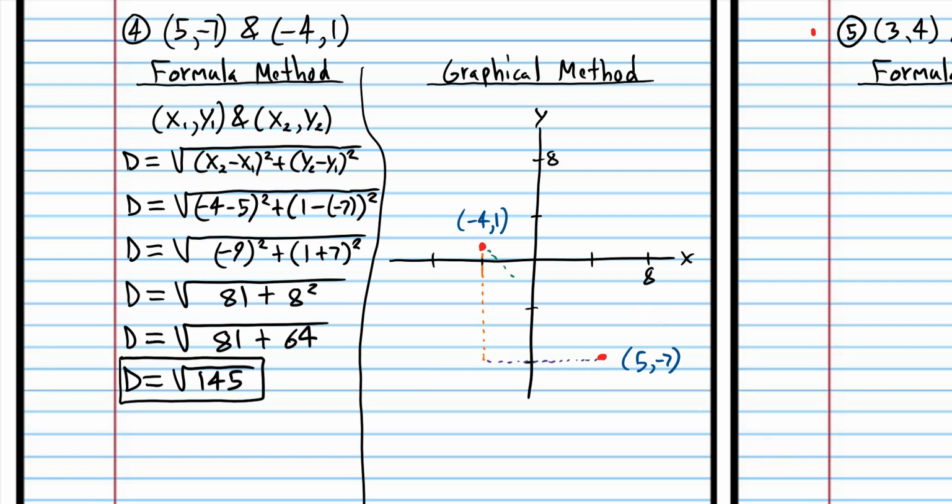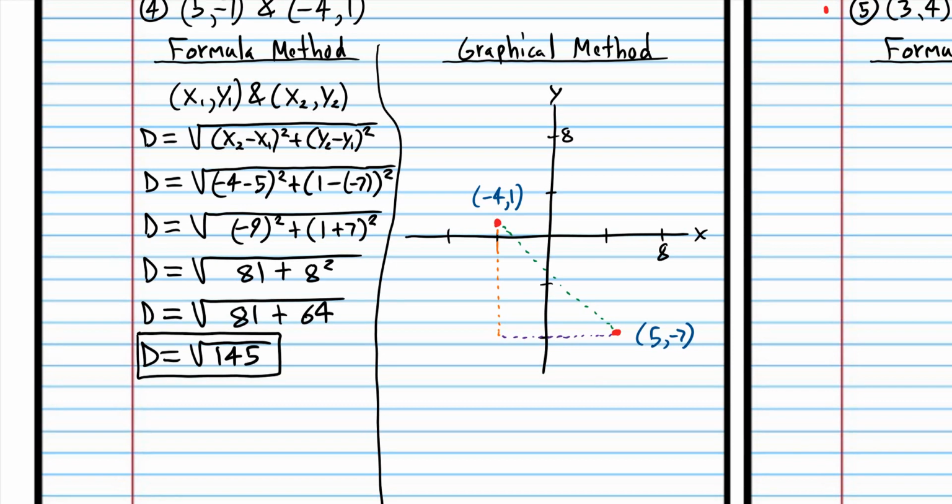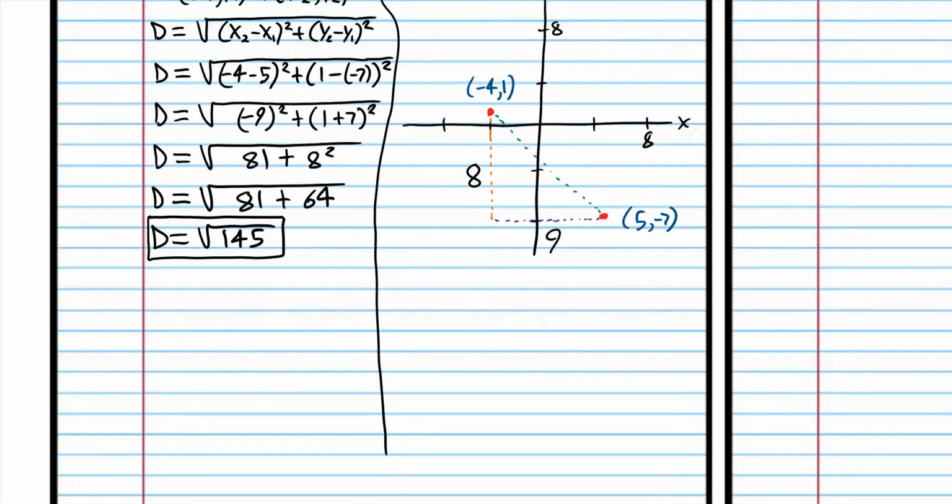And the hypotenuse is going to be that dotted green line. And I'm going to subtract the y values to find the vertical, which is the orange. 1 minus -7 would be positive 8. I can do -7 minus 1 would be -8. That's okay, just make it positive. -4 minus 5 is -9. Change it to a positive, you get 9. I could do 5 minus -4, and that would give you positive 9 also. It doesn't matter, just change them to positives.